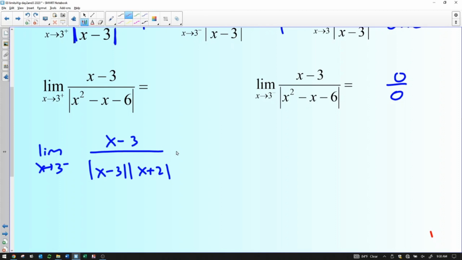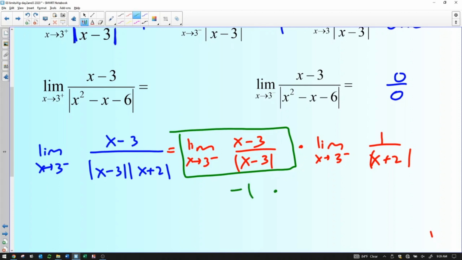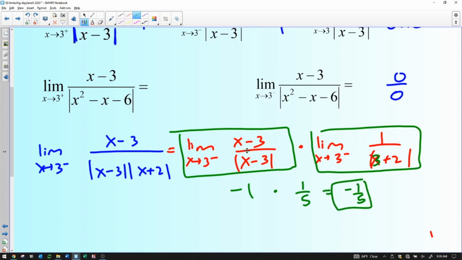So then what I'm going to do is split this into two functions. This becomes the limit as x approaches 3 from the left of x minus 3 over the absolute value of x minus 3, times the limit as x approaches 3 from the left of 1 over x plus 2 absolute value. What is this answer right here? Negative 1. What is this answer right here? 3, right? If you can plug in a 3 and you get an answer, then that's the answer. If I plug in a 3, do you see you get 1 over positive 5? So what's this final answer? Negative 1/5. Over here, if you plug in a 3, do you see you get 0 over 0?